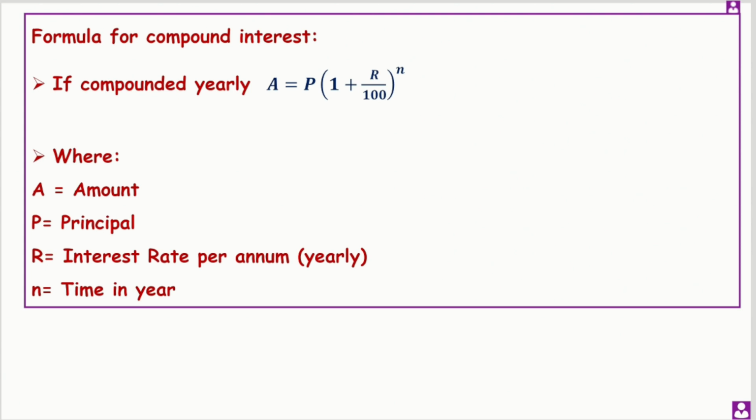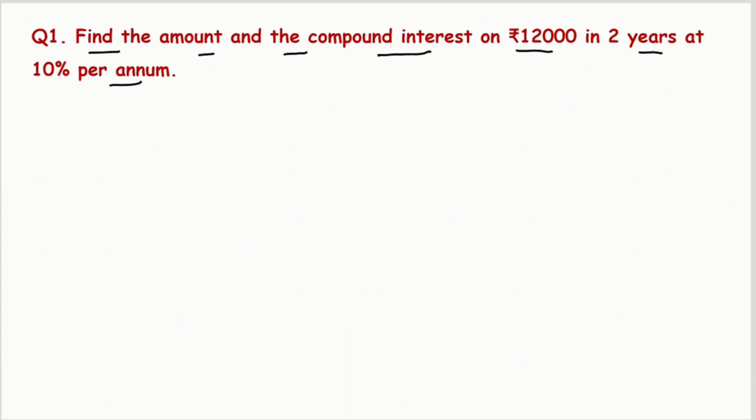So to calculate the compound interest, we have a formula. If the interest is compounded yearly, we apply the formula A equals P (1 + R/100)^n, where A equals amount, P equals principal, R equals interest rate, and time is in years. So here we are given P equals rupees 12,000, n equals 2, and R equals 10%.